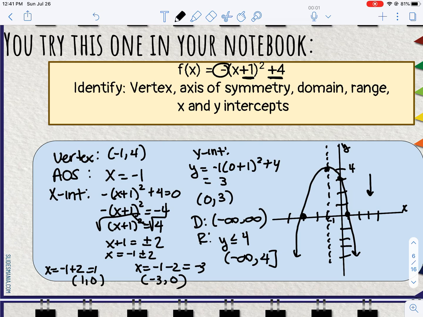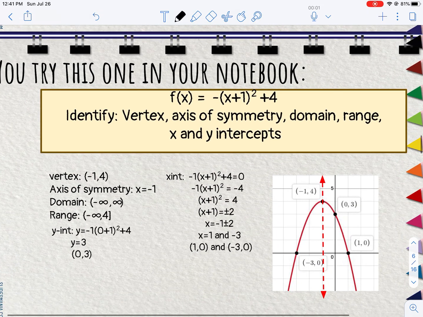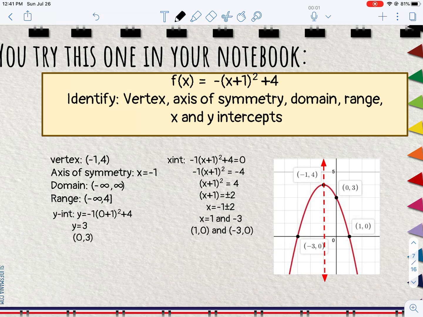So hopefully you did this one correctly. If not, maybe it made a little more sense after listening to the explanation. I will leave this as the last slide if you want to look at this one nice and neat and typed up here, and you can see the Desmos graph. But that's it for this one.